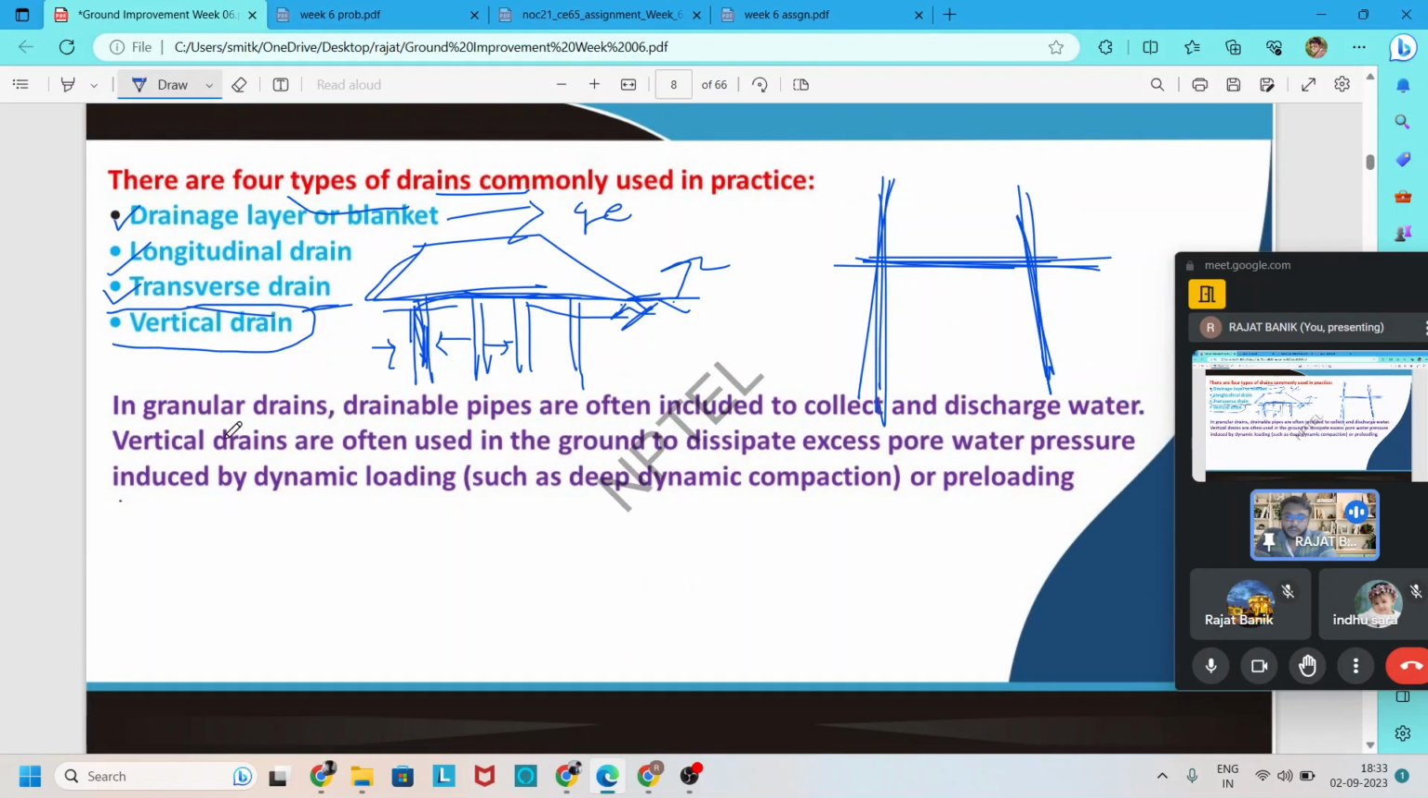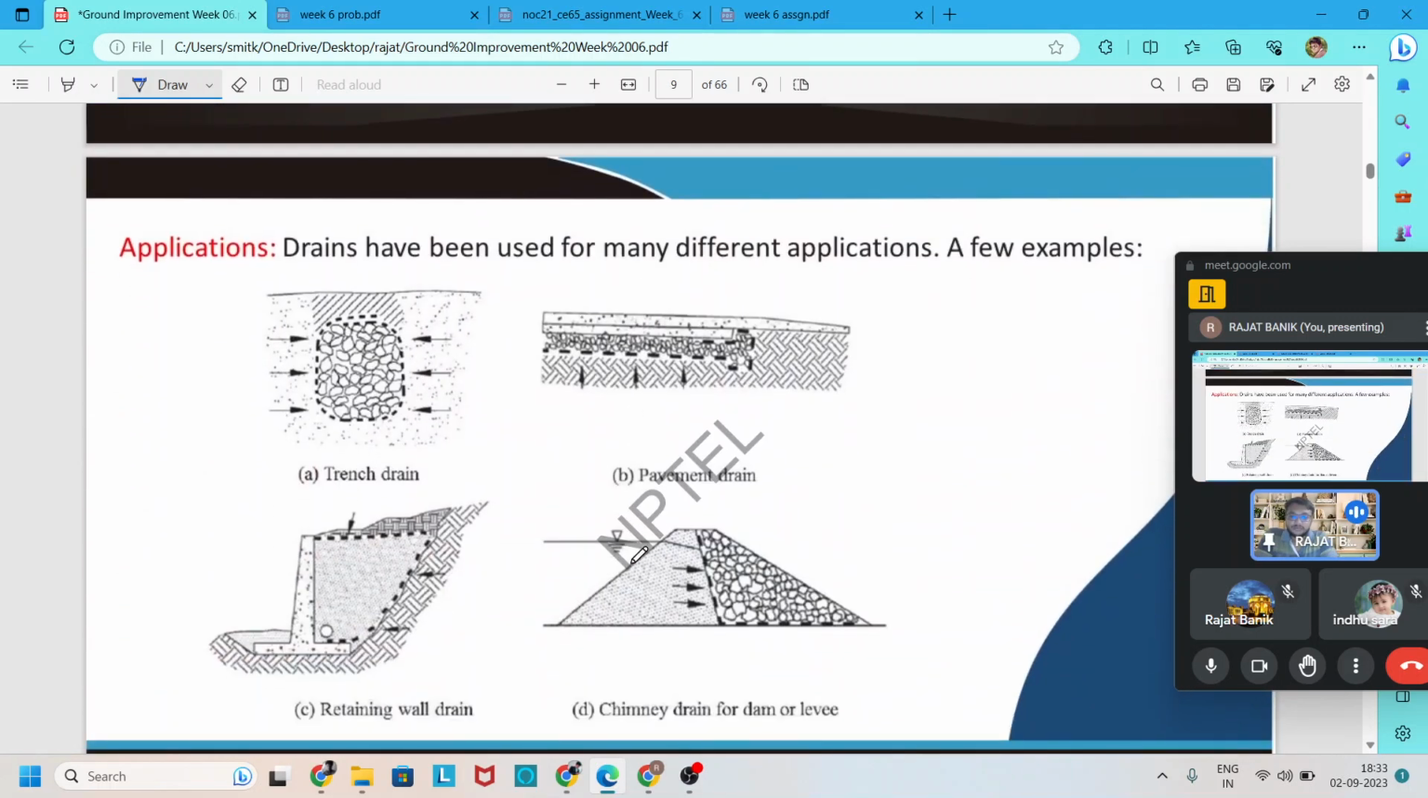So here it is said, the granular drain: drainable pipes are often included to collect and discharge water. Vertical drains are often used in the ground to dissipate the excess pore water pressure, as we already discussed, induced by dynamic load or preload, such as deep dynamic compaction or preloading. So here some examples are given, with other arrangements as well, to drain out the water.